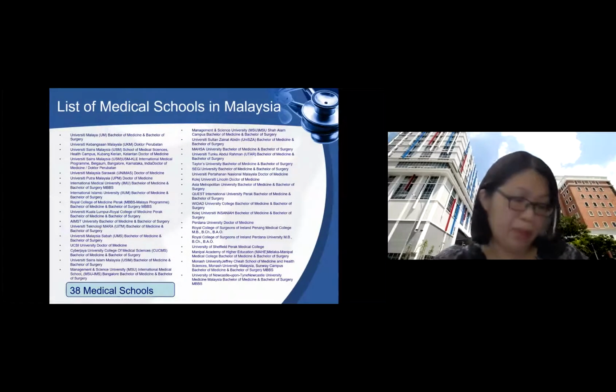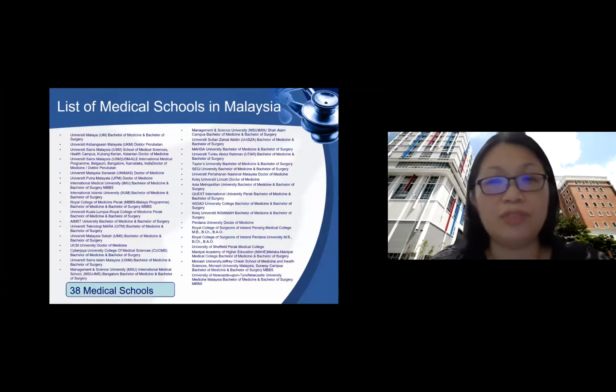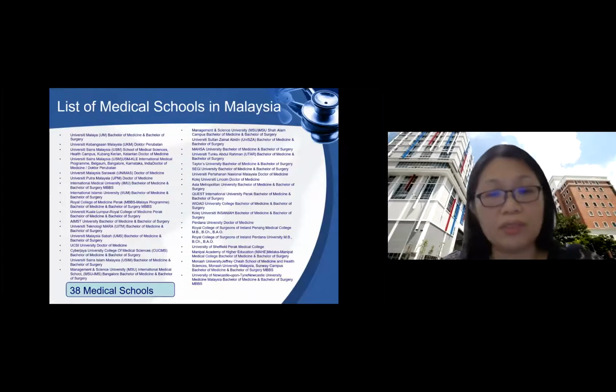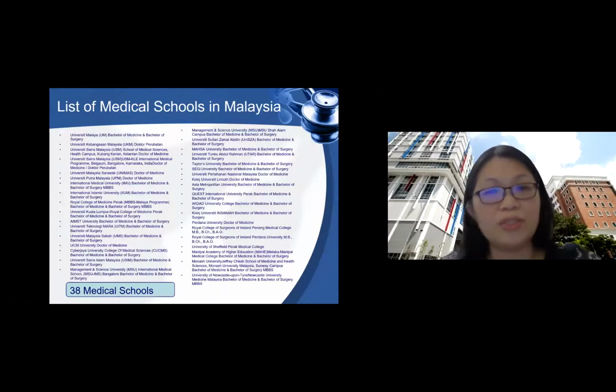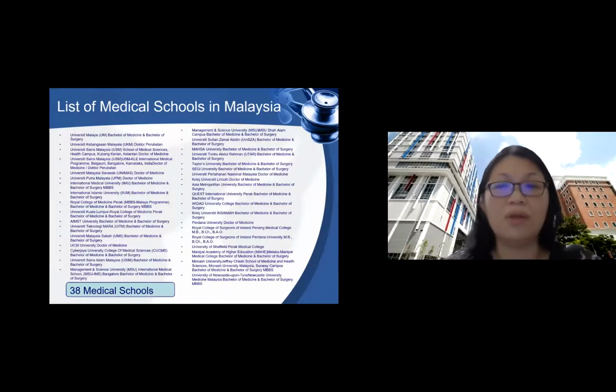So as I mentioned just earlier on, in Malaysia, even though our country is relatively small, we have 38 medical schools registered with the Ministry of Education. Consider a small country like Malaysia, this number is quite big, right? Yearly, these 38 medical schools actually produce about 5,000 to 6,000 newly graduated medical students into the country.